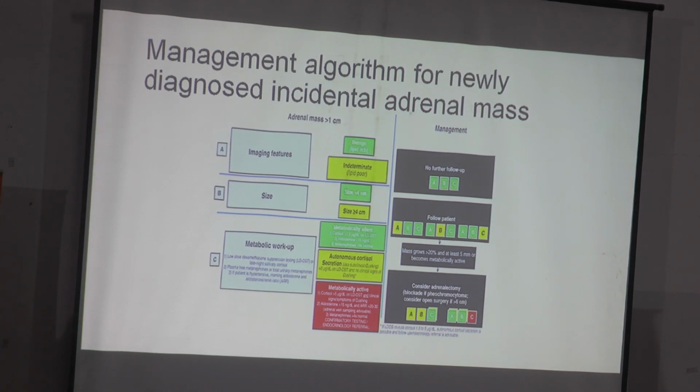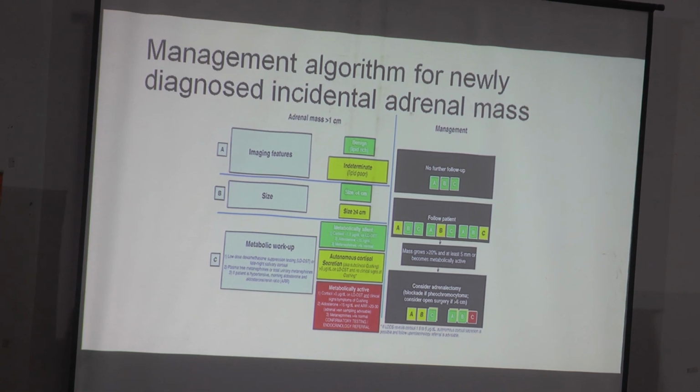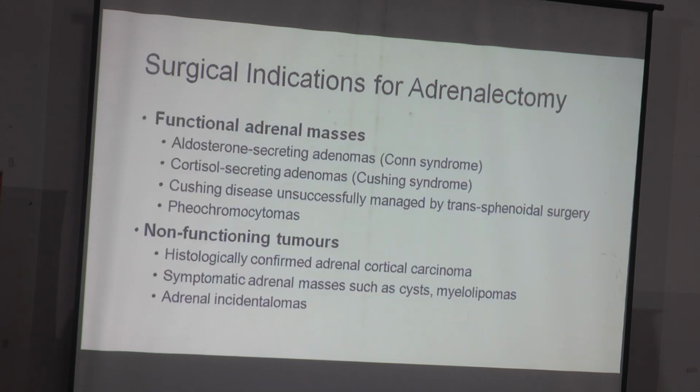Now, no further follow-up of the patient is required if the tumor is considered benign with a size of less than 4 centimeters and is metabolically silent. Follow-up of the patient is required if the tumor is indeterminate or the size is more than 4 centimeters or it has autonomous cortisol secretion. Now, adrenalectomy is considered if the mass grows by more than 20% or at least 5 millimeters or becomes metabolically active. Adrenalectomy can also be considered if the tumor is indeterminate with a size of more than 4 centimeters.